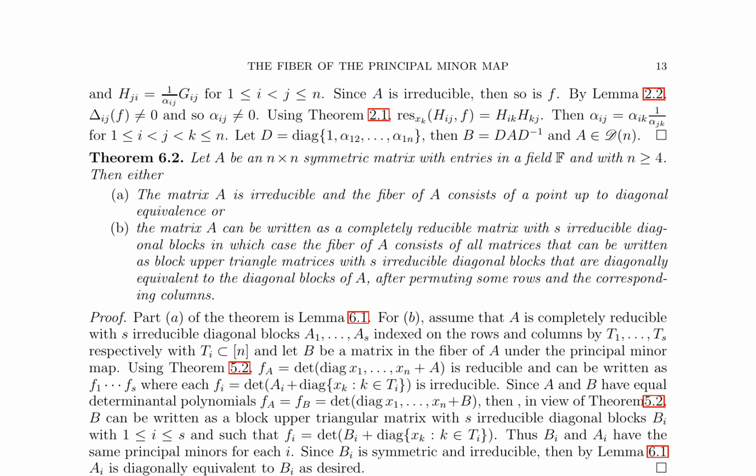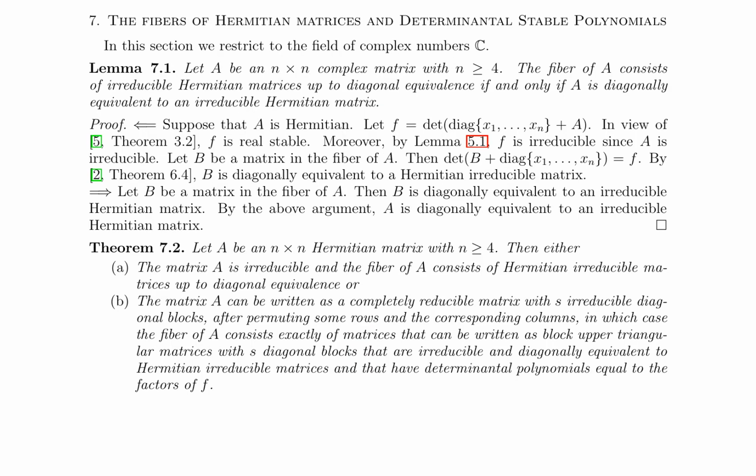They then proved Theorem 6.2 by considering the cases where A is irreducible and where A is completely reducible with reducible diagonal blocks. Next, they restrict their attention to the field of complex numbers C and examine the fibers of Hermitian matrices. They prove Lemma 7.1, stating that the fiber of A consists of irreducible Hermitian matrices up to diagonal equivalence if and only if A is diagonally equivalent to an irreducible Hermitian matrix.